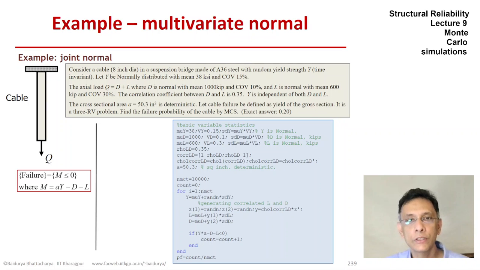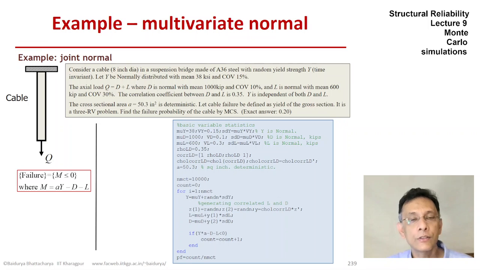And we go through the steps. We define all the basic variable parameters, which means the mean and standard deviation of y and d and l, and also define the correlation information between d and l and the non-random quantity a, the cross-sectional area, and then we enter the loop, and for each value of i, for each run through the loop, we generate one value of y using randn, which is the standard normal random variable.